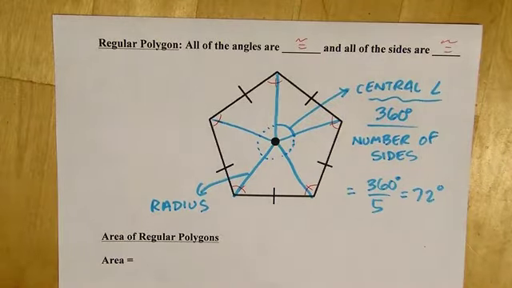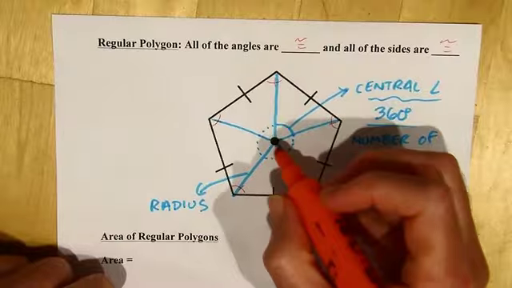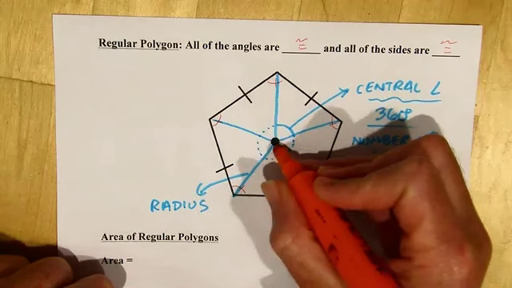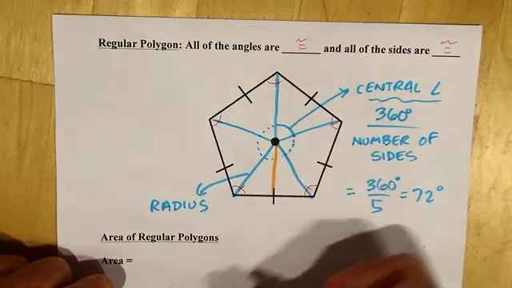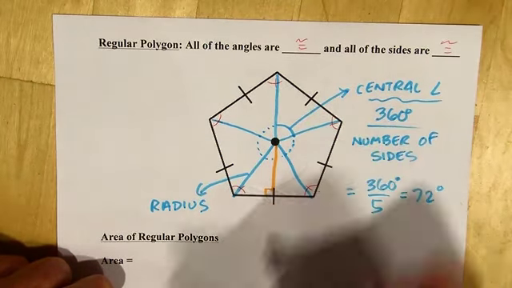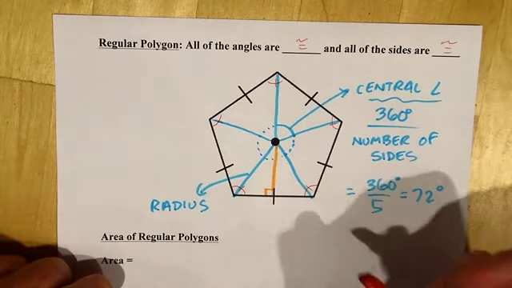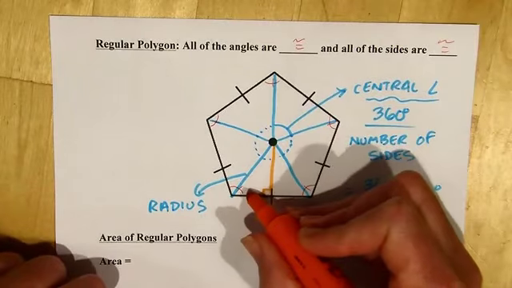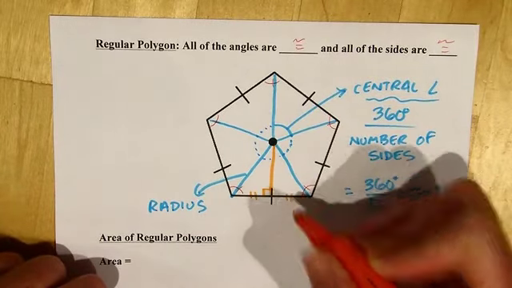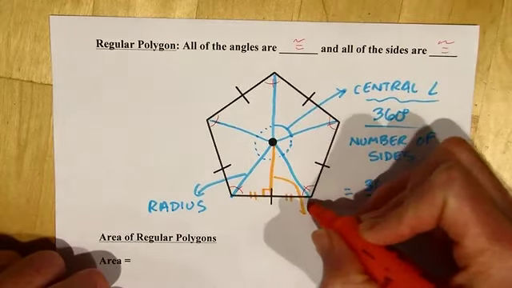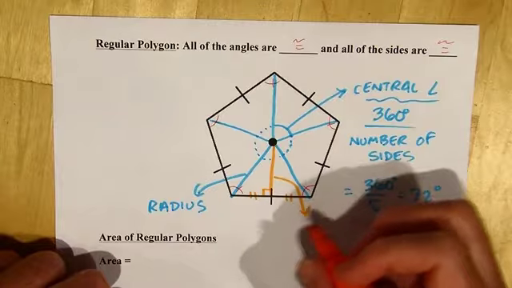All right, one more piece of vocab here. If you take a line segment that connects the center of the circle to the side, the shortest distance to the side, that would look like this. Okay, so it's going to be at a right angle. It's also, if we start with a regular polygon, going to divide that side in half like that. Okay, and this has a special name. It's called an apothem.